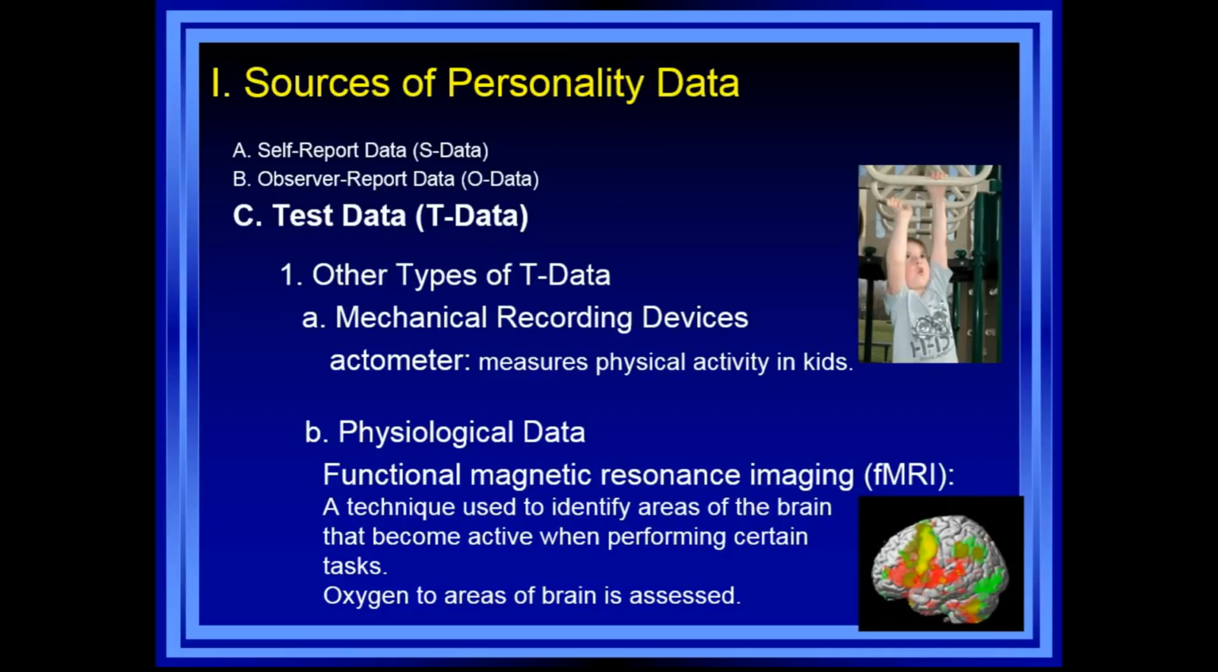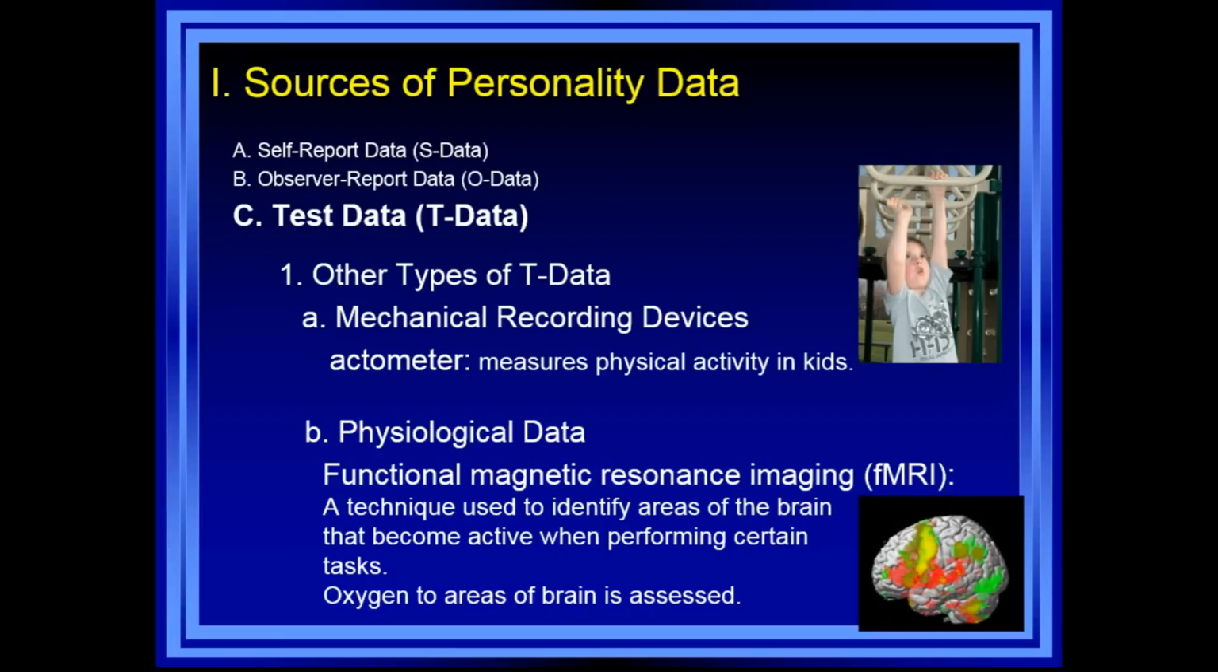And physiological data can provide really great information regarding things such as a person's physiological level of arousal, blood pressure, heart rate, brain waves. All of these provide interesting information to the researchers. And I put an example in here because recently researchers have begun using something really powerful for them to gather data. And it's a functional MRI. You've all probably heard of MRIs. Well, this is called an fMRI, a functional MRI. It's a technique used to identify areas of the brain that become active when performing certain tasks.